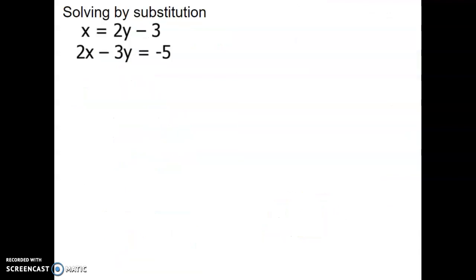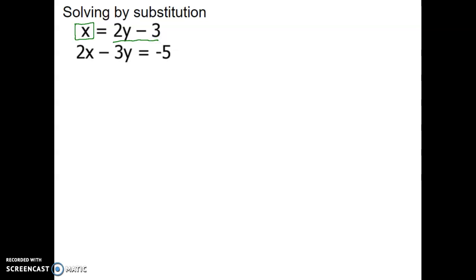Okay, let's try solving by substitution now. Now, substitution, remember with substitution, you are substituting something in the place of something else. With substitution equations, hopefully one of the equations is already solved for a variable or could be solved for a variable very easily. In this case, notice how one of our equations, we already have a variable all by itself.